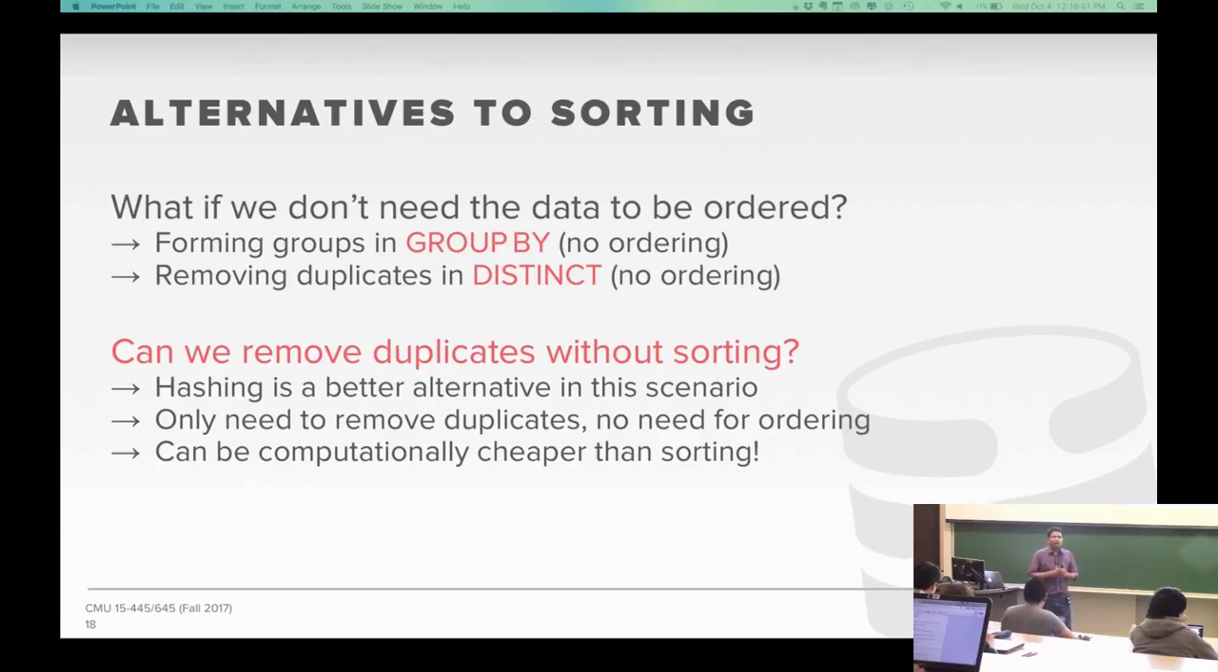So hashing is an alternative to sorting if the query doesn't care about the ordering. In that case, you can simply make use of a hash table instead of actually sorting the data.